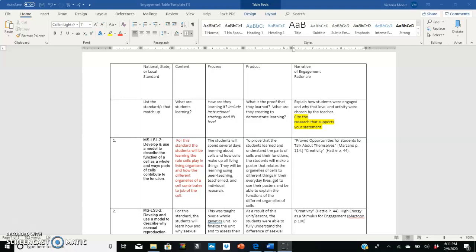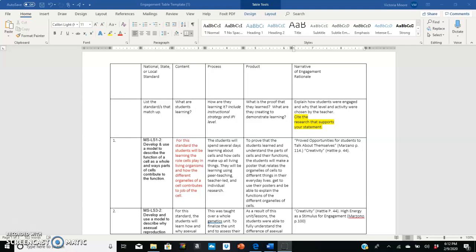The first standard I used is MS Life Science 1-2: develop and use a model to describe the function of a cell as a whole and ways parts of a cell contribute to the function. So the students are basically learning what the organelles of plant and animal cells are, and what they do. This was taught over several days, even over a couple of weeks.